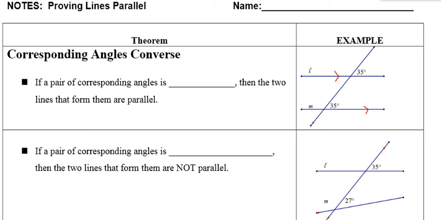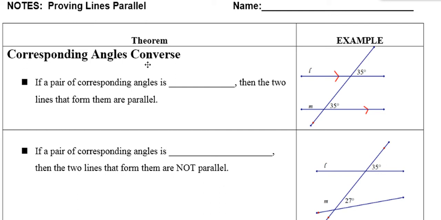Okay, when we're trying to prove if lines are parallel, it's going to sound exactly like what we did last lesson, where we were told the lines were parallel and we had to find angle measures. This time, we're going to have angle measures and then from those angle measures determine if the lines that form those angles are parallel. And it's called the converse of what we just did.